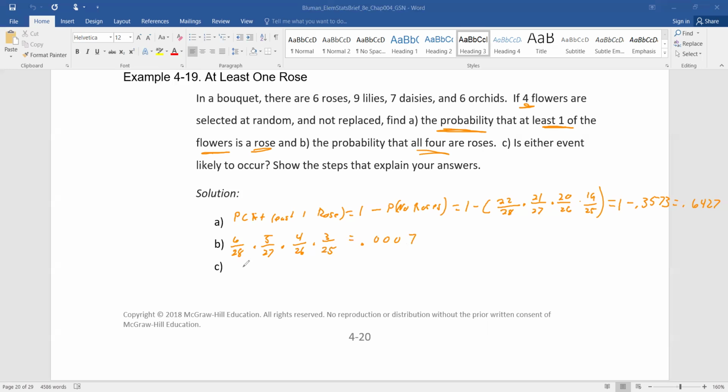Part C is, is either event likely to occur? Really and truly, I would say event A is more likely to occur, meaning out of four flowers, at least one will be a rose with a 64.27% chance, versus all four of them being a rose, where you have less than 1%. Right? So just kind of looking at the evidence there.